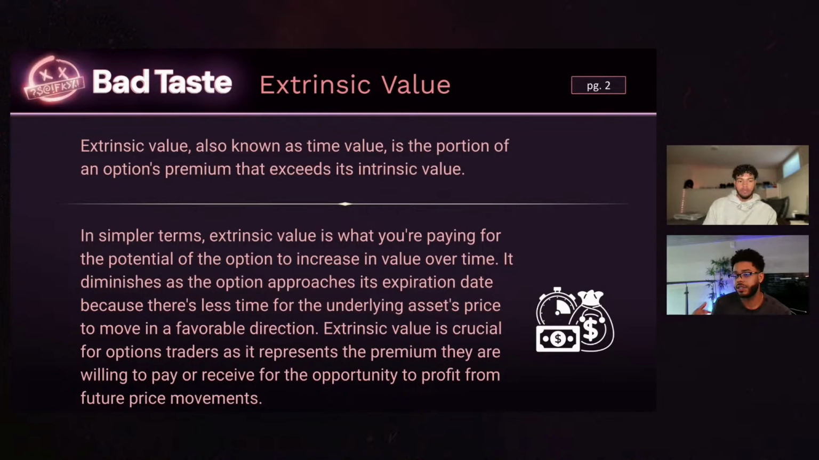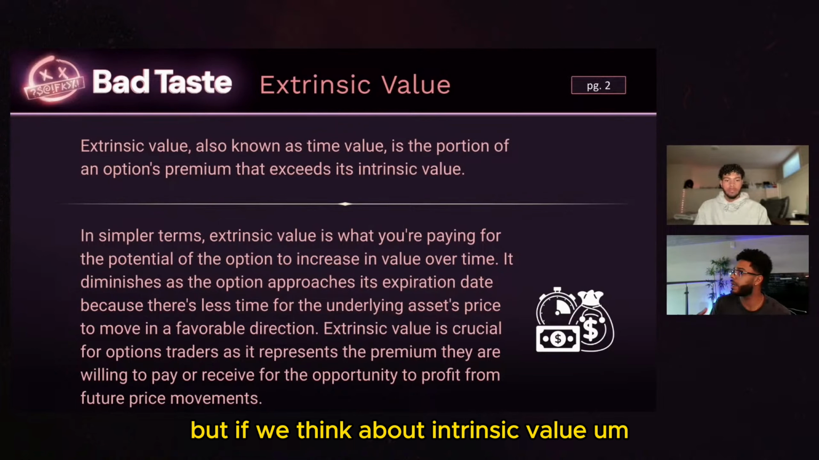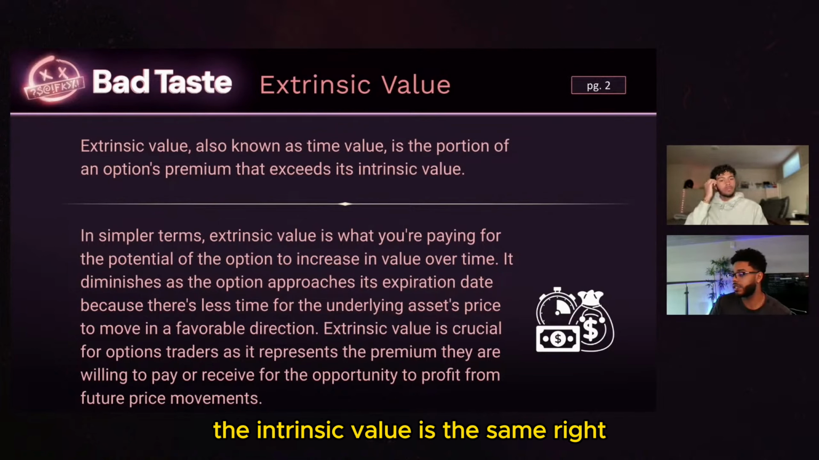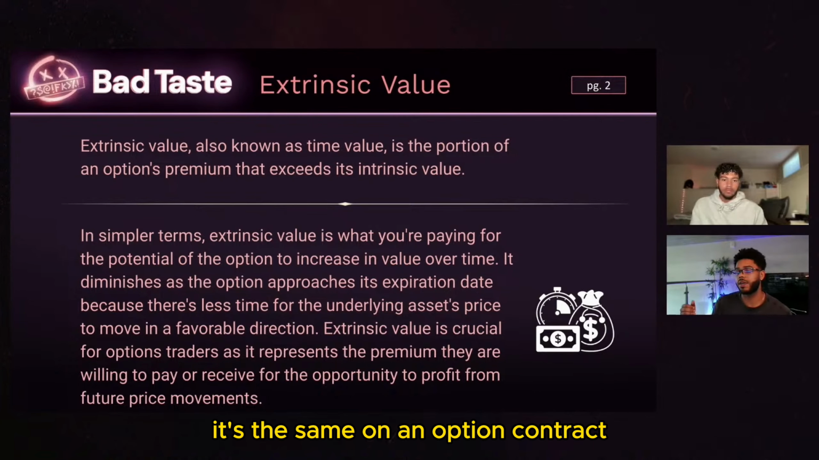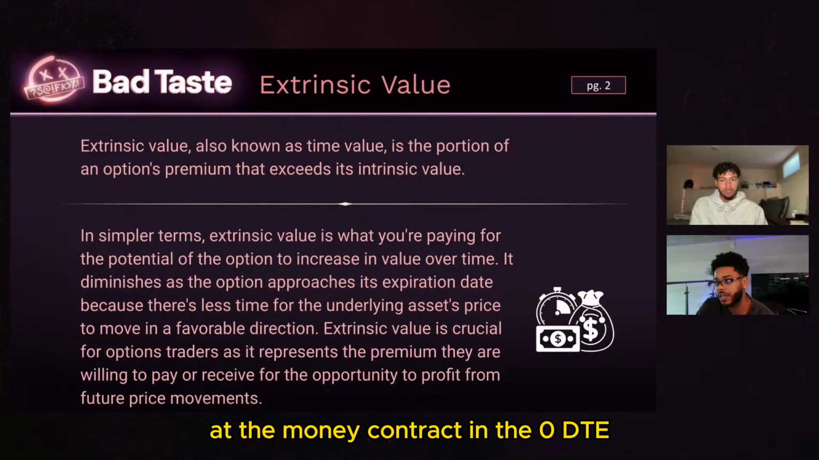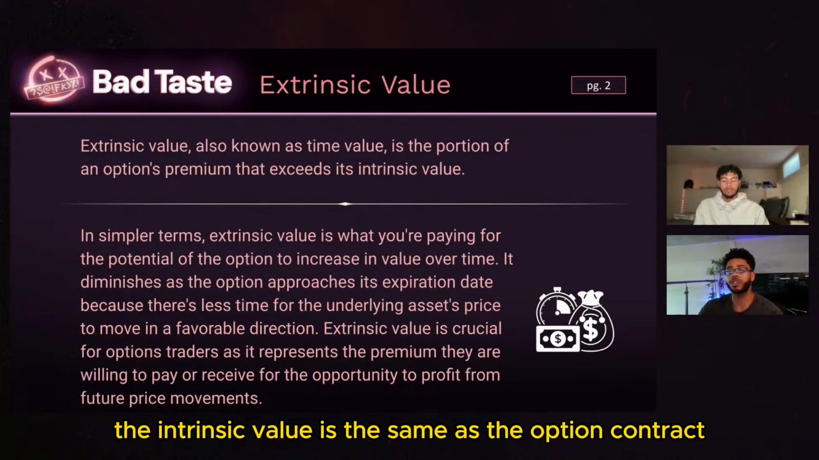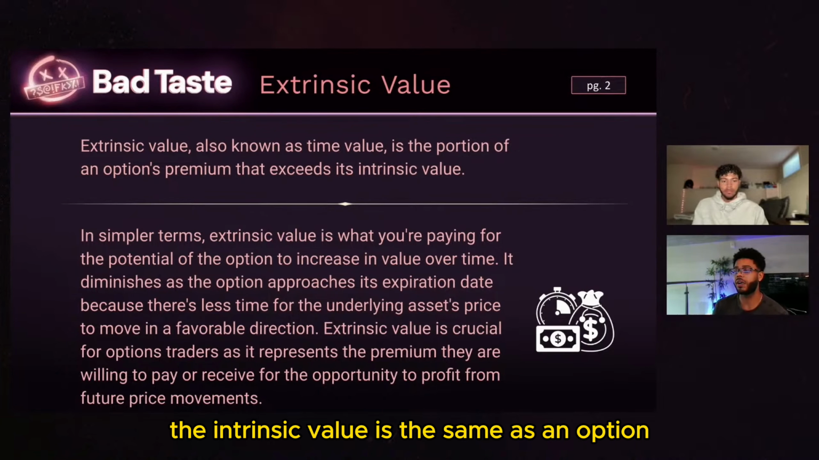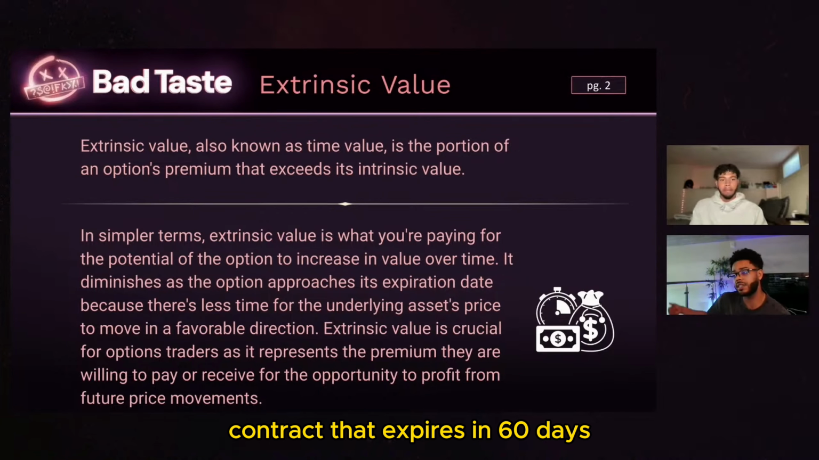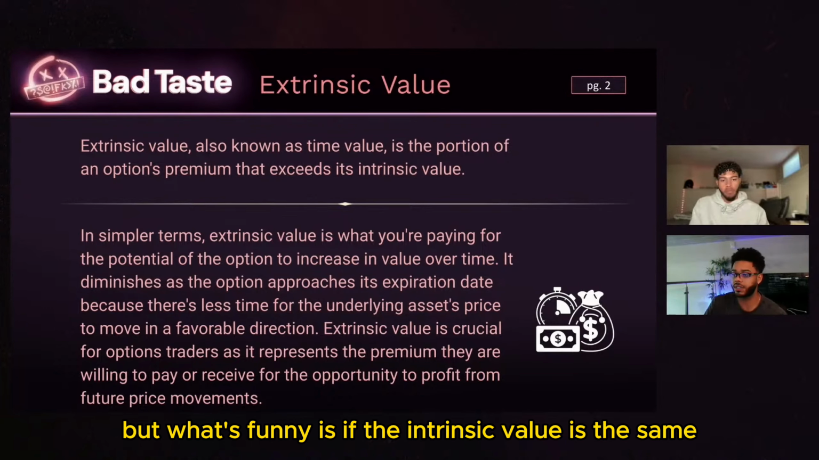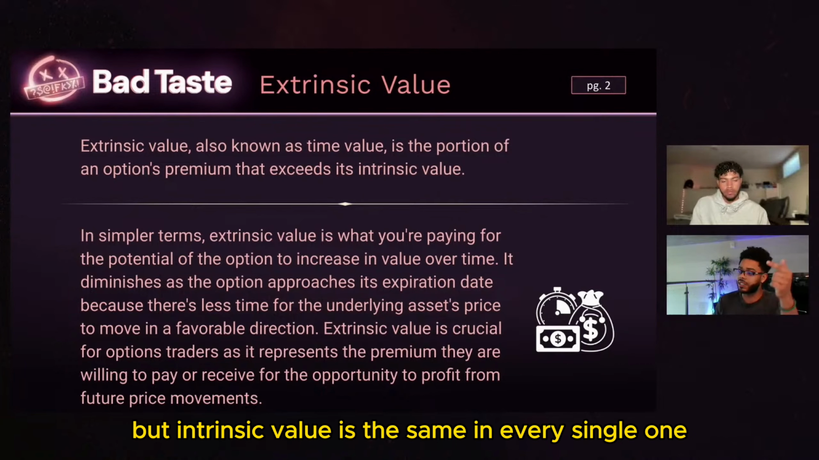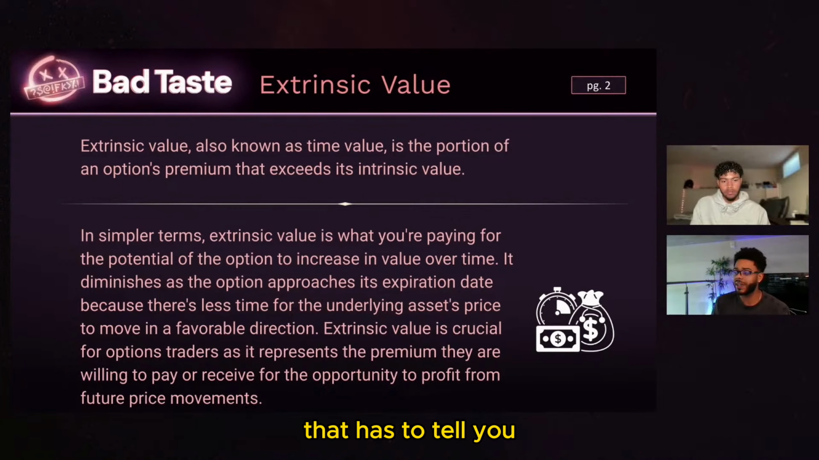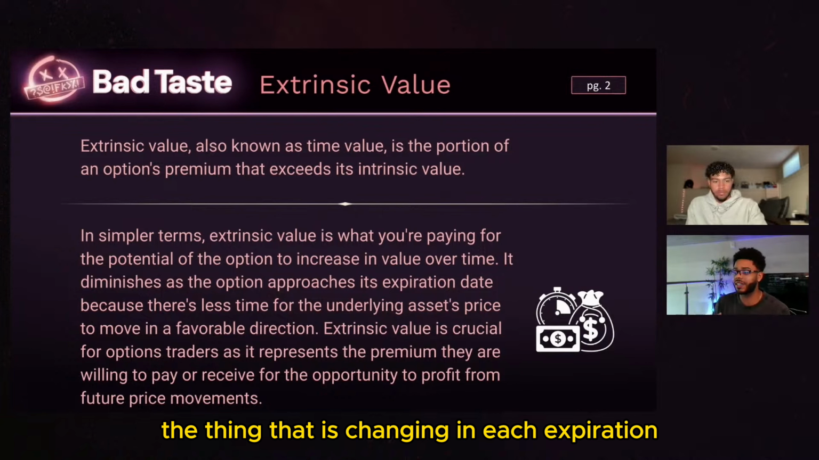Because if we think about intrinsic value, and I know we haven't touched on it, the intrinsic value is the same right now in the 0 DTE expiration. It's the same on an at the money contract in the 0 DTE. The intrinsic value is the same as the option contract 30 days to expiration. The intrinsic value is the same as an option contract that expires in 60 days. But what's funny is the intrinsic value is the same, but the overall contracts are more expensive as you go further out in time. That has to tell you the thing that is changing in each expiration is the extrinsic value.